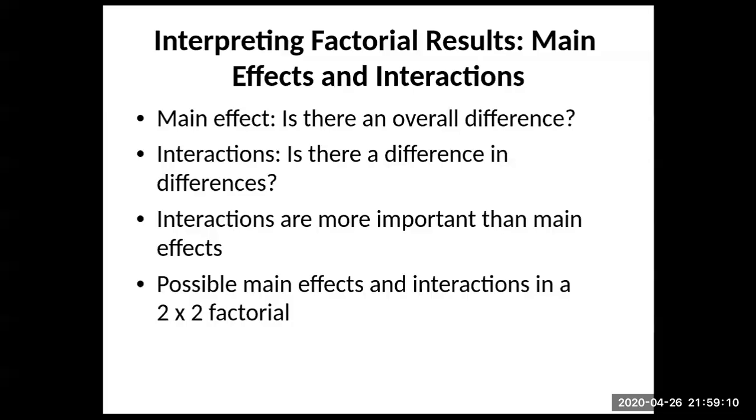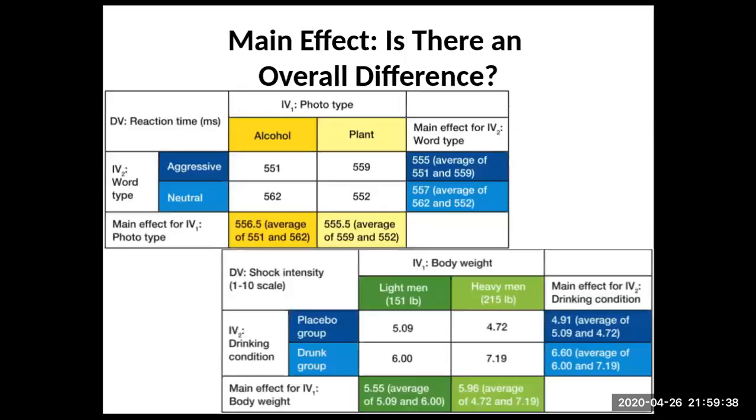Although main effects can be important because we do want to know if one level of an IV is bigger or smaller, greater or less than the other level, the most important thing and the whole reason we run a factorial design is to see if these two variables interact with each other. So interactions are almost always, if not always, more important than main effects. So we're going to look at the possible main effects and interactions in a 2x2 factorial design.